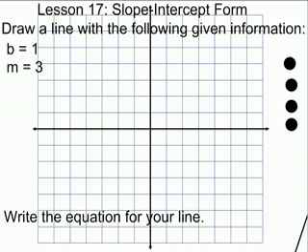So I'm going to tell you that b equals 1 and m equals 3. That means if b equals 1, our y-intercept is 1, so we put a dot on the y-axis at 1. If my slope is 3, that means I rise 3, run 1. So from this dot right here, I'm going to rise 3, 1, 2, 3, run 1, and that's where my next dot goes.